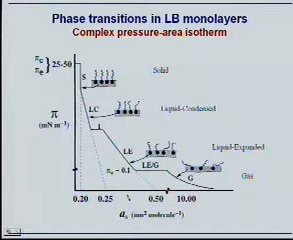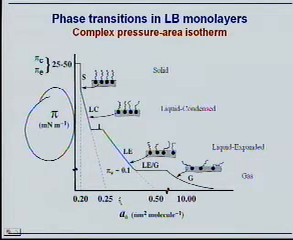Now, this is something very important to remember from this lecture. The most common way of presenting data from Langmuir-Blodgett monolayers and so on is this type of pressure-area isotherm. So this is two-dimensional pressure versus area per molecule. And this is actual experimental data.